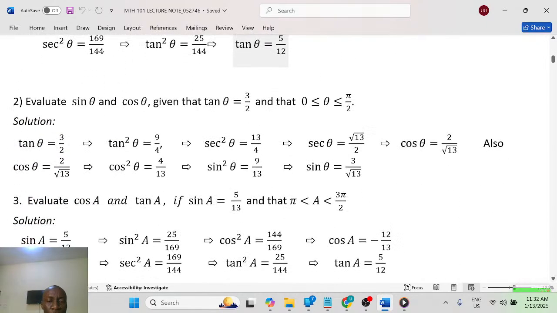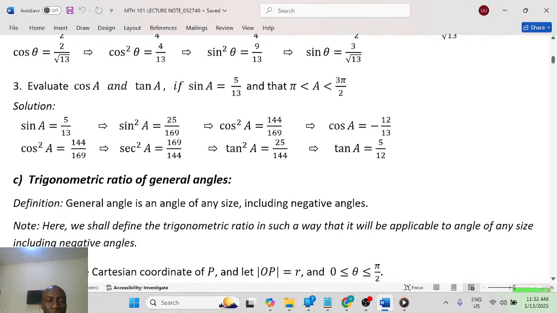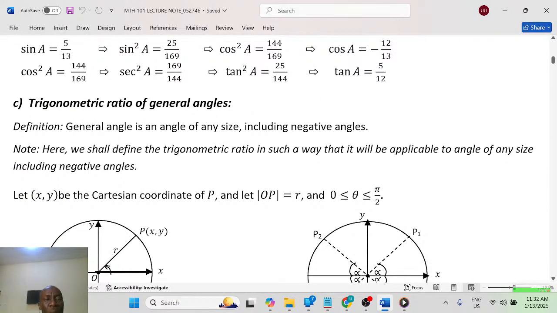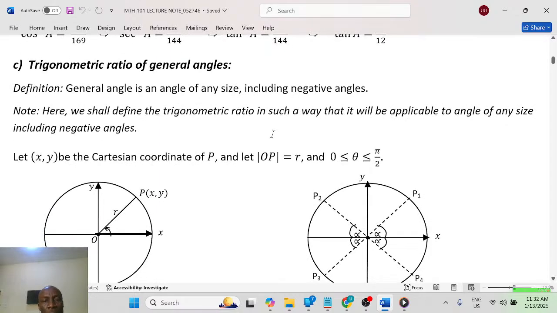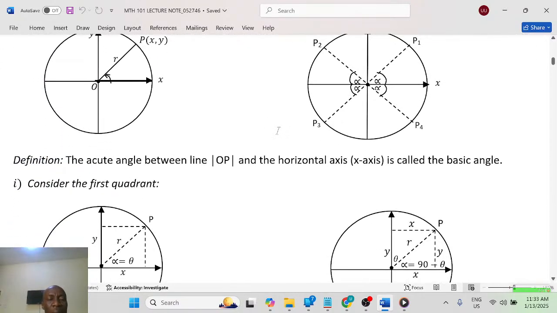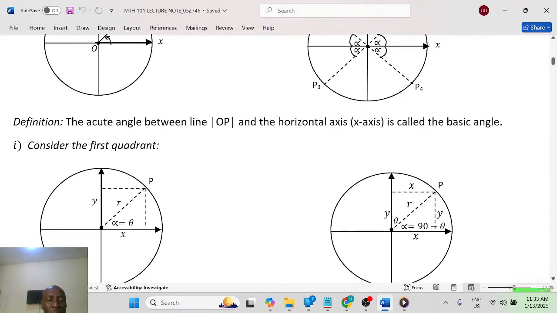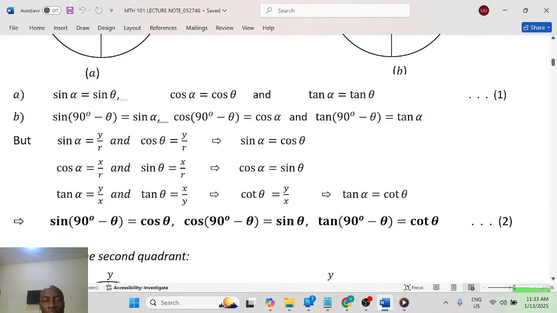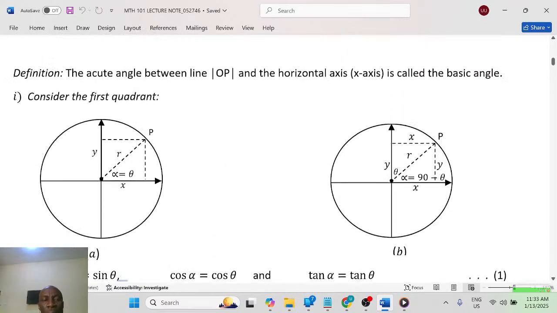Now we'll move straight on, because we have looked at all this in the last class. I just want us to have a recap. We have the trig ratios of general angles. Under this, we'll look at sine, cosine, tangent under the fourth quadrant. In the first quadrant, all the trig ratios are positive. In the second quadrant, we all know that only sine is positive. In the third quadrant, tan is positive. In the fourth quadrant, cosine.